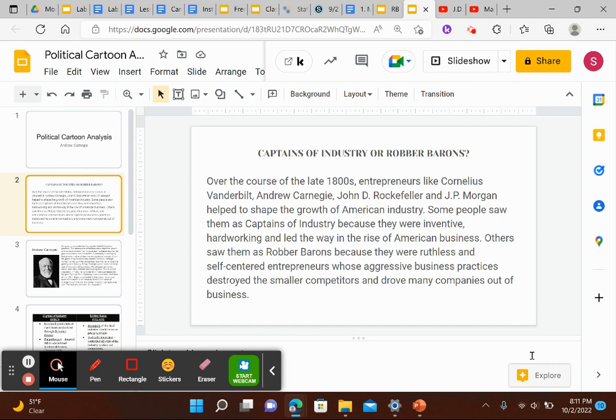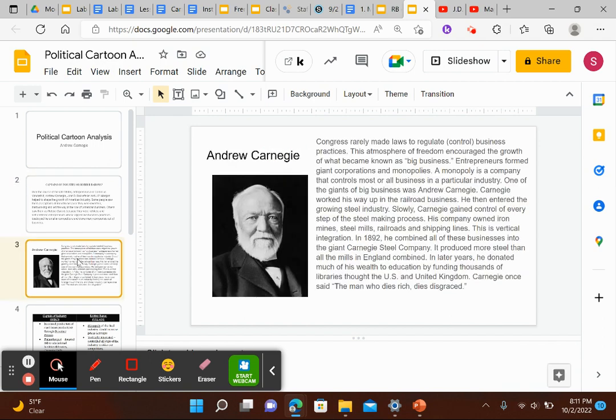We discussed some other details, and I'll draw upon that throughout this lecture. So let's just take a quick revisit of Andrew Carnegie. During this time, Congress rarely made any laws to regulate or control business practices. It was that laissez-faire economics. This atmosphere of freedom encouraged the growth of what became known as big business. Entrepreneurs formed giant corporations and monopolies. A monopoly is a company that controls most or all of the businesses in a particular industry.